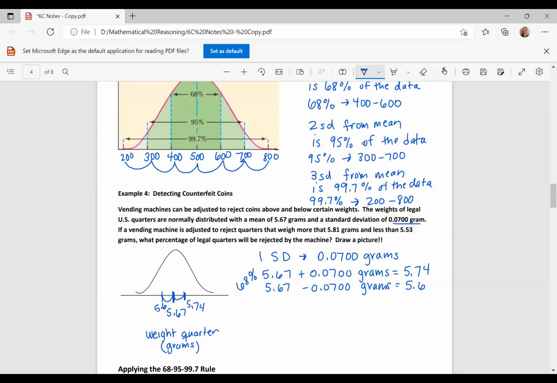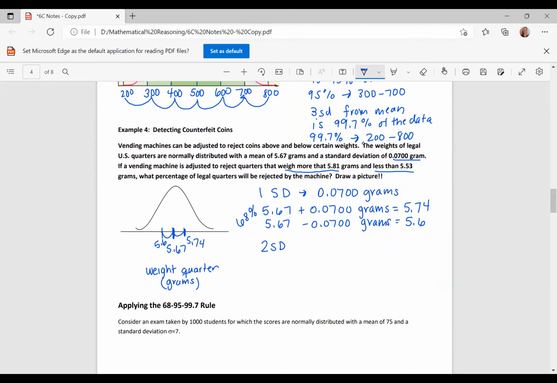Okay, let's look at what happens when we do two standard deviations, because what they want us to know is if the vending machine is adjusted to reject quarters that weigh more than 5.81 and less than 5.53 grams, what percentage of the legal quarters will be rejected? So they're wanting us to figure out 5.53 to 5.81. This is what we're looking for.